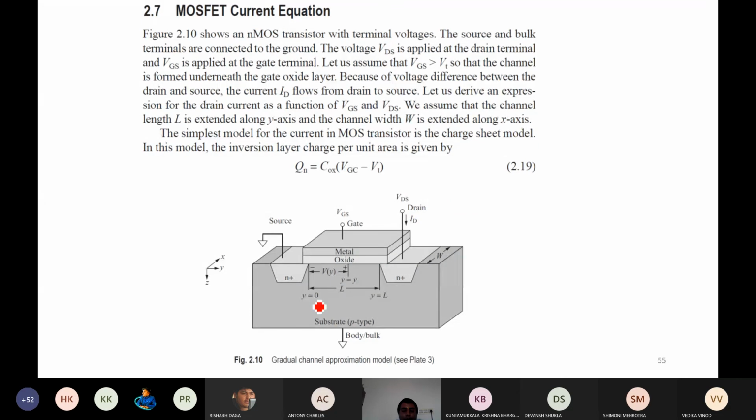So we can see the channel is extending from source to drain. This derivation we will do next time, because time is over, and we will stop now. Let us take the attendance.